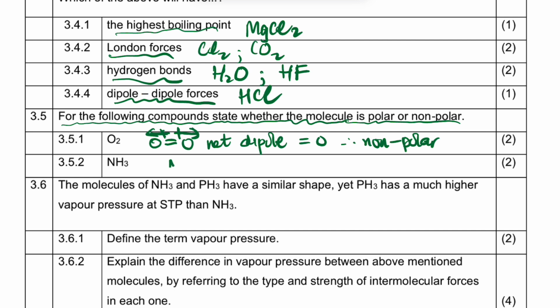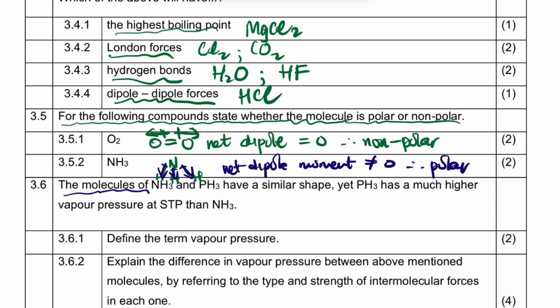So this one, the ammonia, it's a polar. So the net dipole moment there is not equal to 0. Net dipole moment is not equal to 0, therefore it's polar. So this molecule is polar. Look at my other video, guys, when it comes to this.